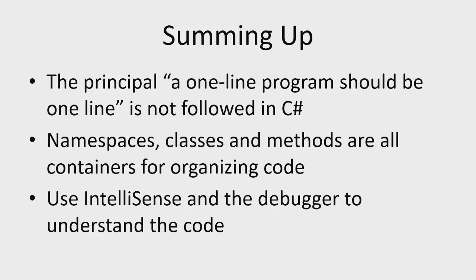And that sometimes means that small things that are not very complex end up being more complex than they really should be. Namespaces, classes, and methods are all containers for organizing your code. Namespaces organize your code at the organizational level or across broad areas of functionality, like diagnostics or collections. Classes are the nouns of your program, and methods are the verbs. And then you can use IntelliSense, and you can use the debugger to understand your code, to step through it, to tell you what things the IDE expects you're going to type next.